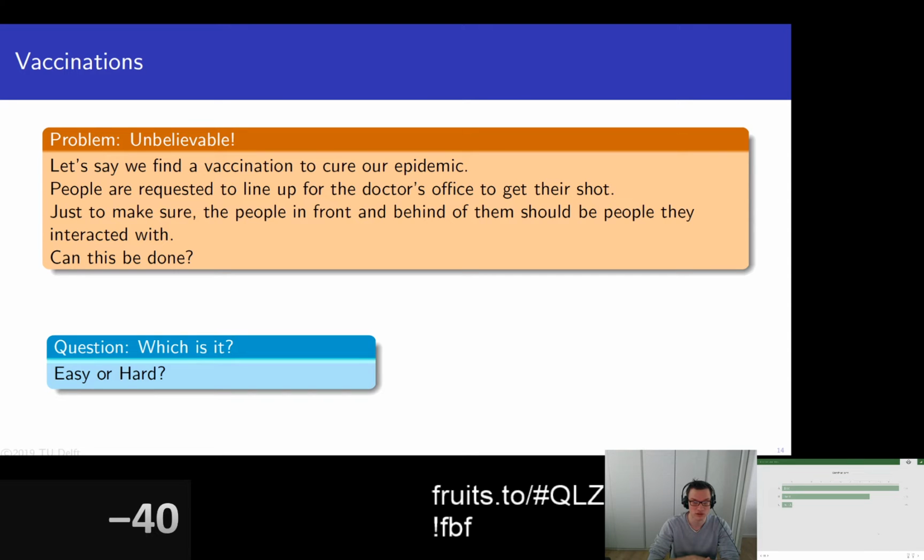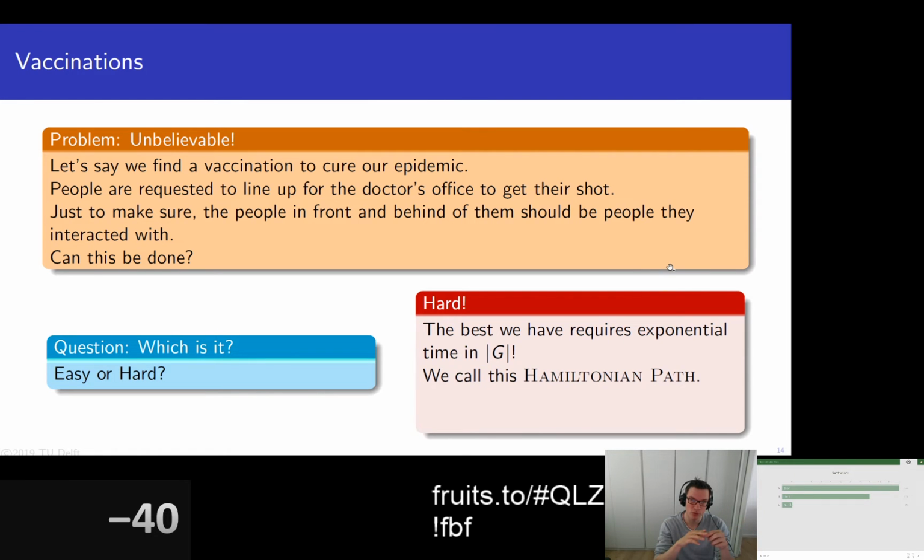But remember, topological ordering only worked for directed acyclic graphs, and this thing is neither directed, and it could also be cyclic. So topological ordering doesn't work. Maybe we could use a BFS or a DFS to see if there is some path through the graph. Sure, but finding a path through all the nodes in the graph, as it turns out, is a hard problem. We call this the Hamiltonian path problem. And again, the best solution I've got requires exponential time in the size of the graph.